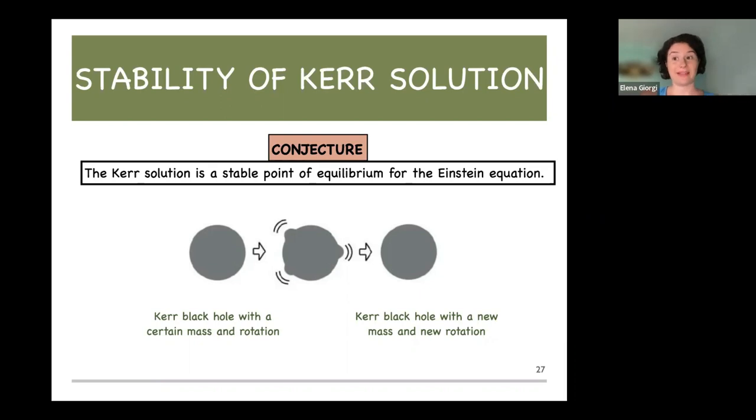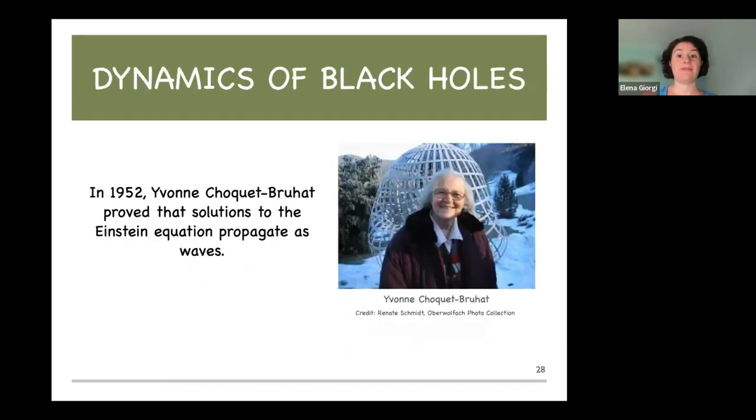And here, mathematics has once again crucially enlightened the way. In her seminal work in 1952, the mathematician Yvonne Choquet-Bruhat proved that solutions to the Einstein equation propagate as waves. And with it, she effectively started the field of mathematical general relativity. But what does it mean to propagate as waves?